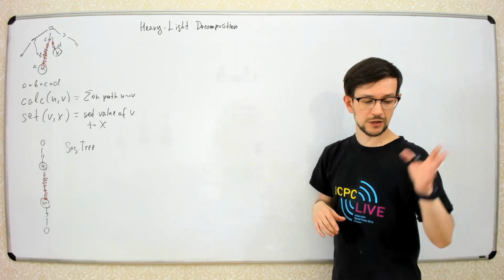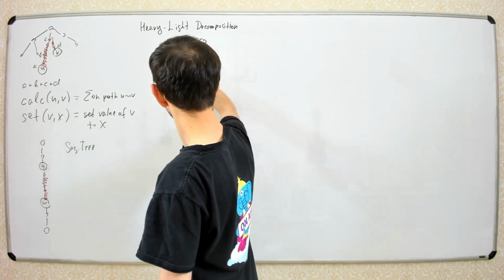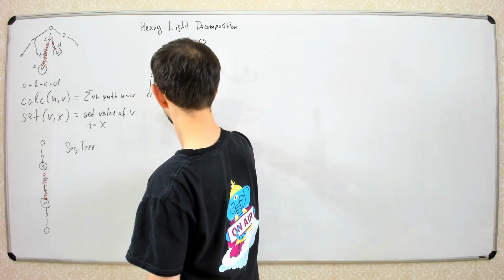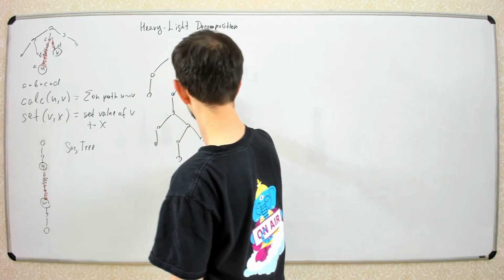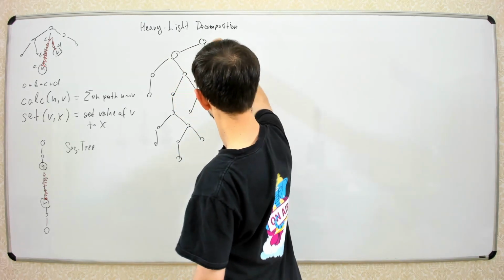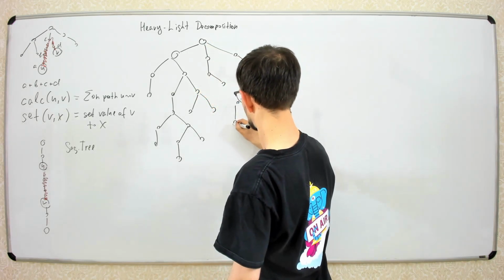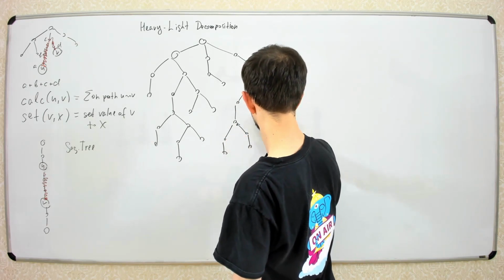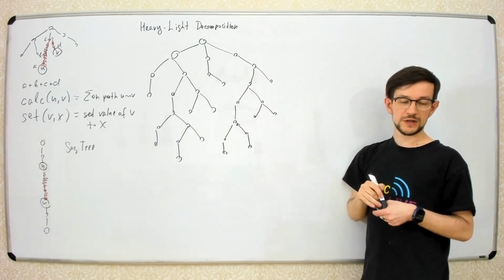How is it working? Let's draw another tree. I just like to draw trees. So let's have some tree. Something here, and here, and something more. And maybe something here, and something again here, and something more here. Let's have some big tree. Yeah, good enough. So let's have some nice tree.